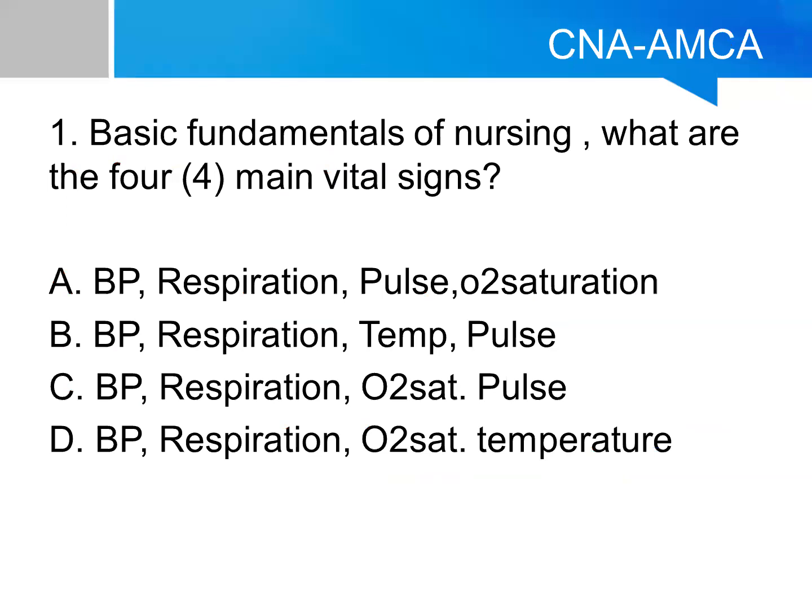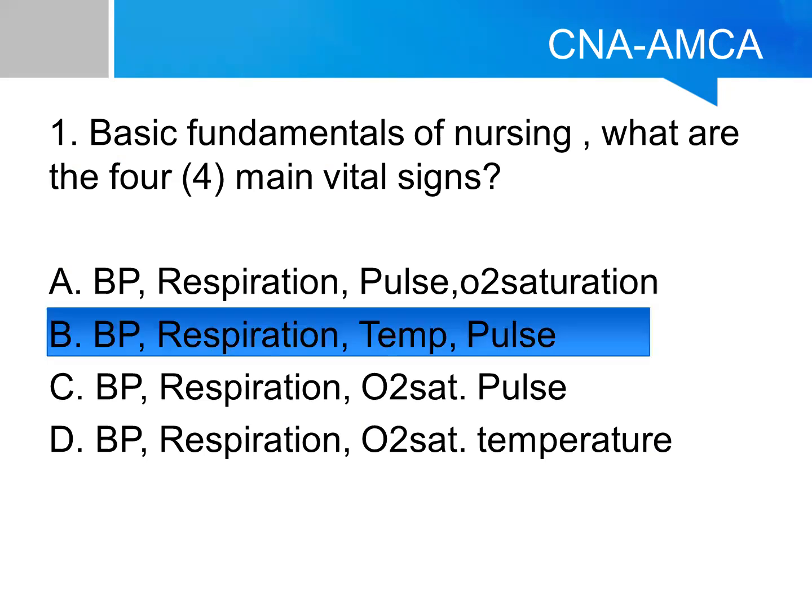Question number 1. In basic fundamental of nursing, what are the 4 main vital signs? A. BP, respiration, pulse, oxygen saturation. B. BP, respiration, temperature and pulse. C. BP, respiration, oxygen saturation and pulse. And letter D. BP, respiration, oxygen saturation and temperature. What is the answer? Letter B. BP, respiration, temperature and pulse.